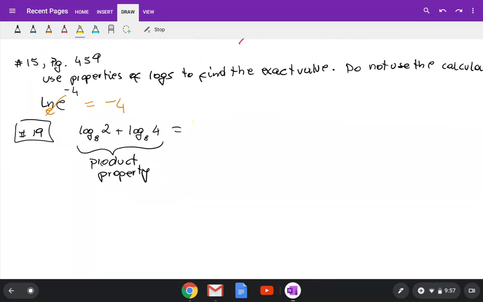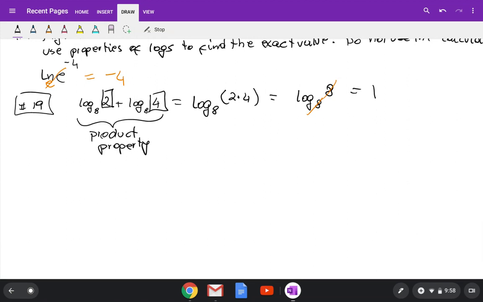So that will become log of base 8, and we're going to multiply the inputs, which is 2 times 4. So we have log of base 8 of 8, and now look what happened. The base of the log is the same as my input, so they will cancel each other. When you cancel something completely, the answer is always 1. So the solution of this one is 1.